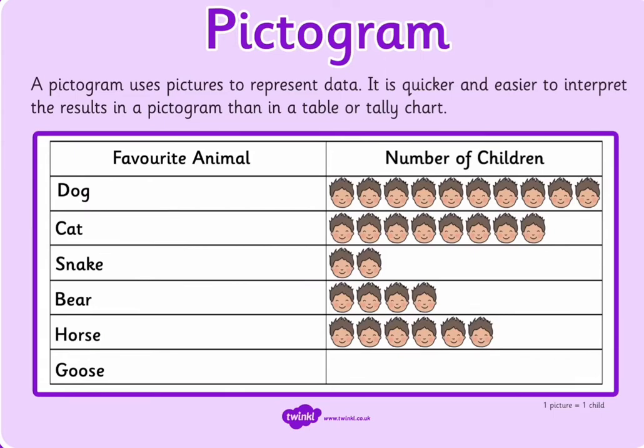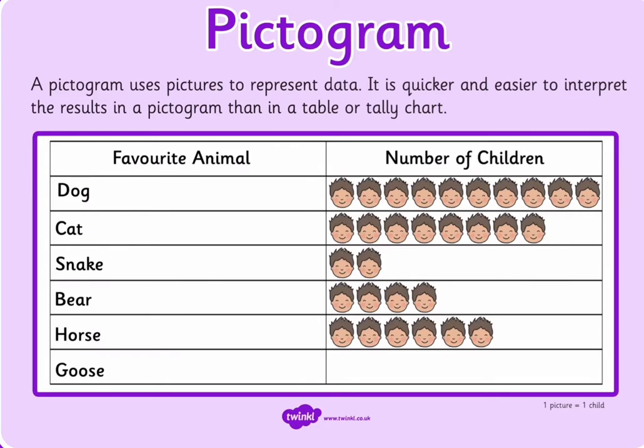Count with me. 1, 2, 3, 4, 5, 6, 7, 8, 9, 10. 10 children like the dog. Let's look at the cat now and count them. Let's do it together. 1, 2, 3, 4, 5, 6, 7, 8. And for the snake we can immediately count just 2.